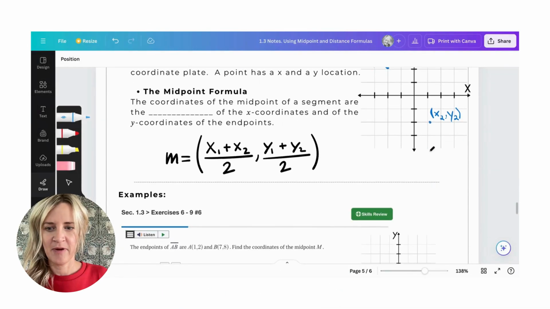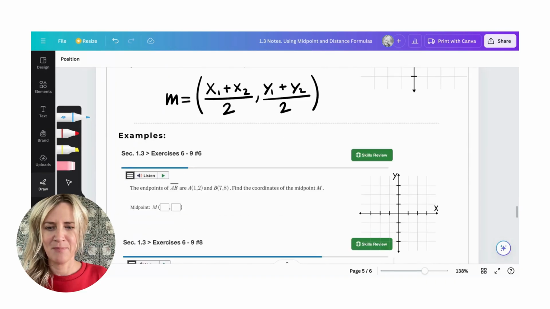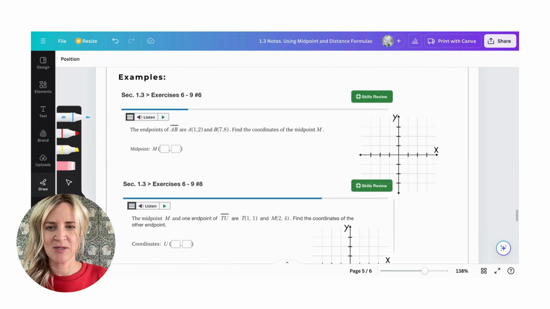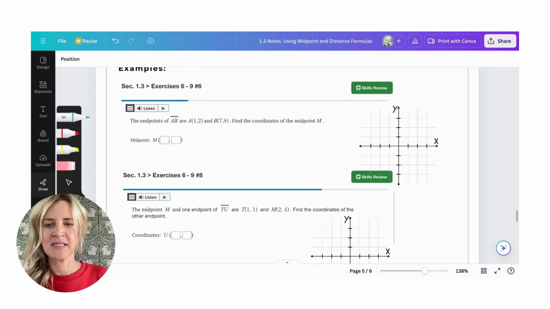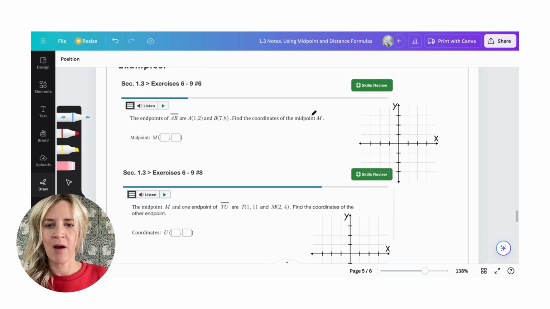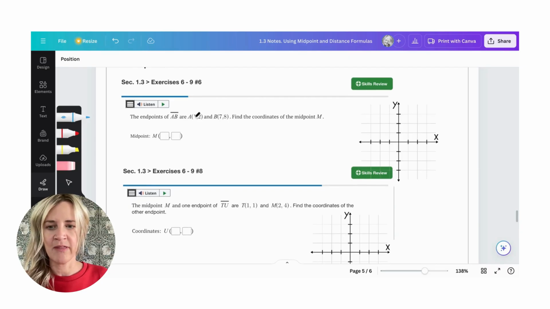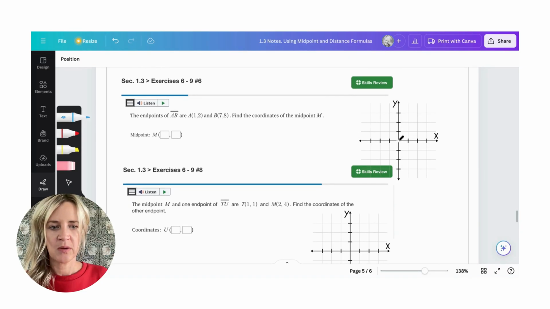Next set of problems using that midpoint formula, 1.3 exercise number 6. The endpoints of AB are (1, 2). So let's go ahead and plot that point, (1, 2), right here. That is my point A. And B, (7, 8). 1, 2, 3, 4.